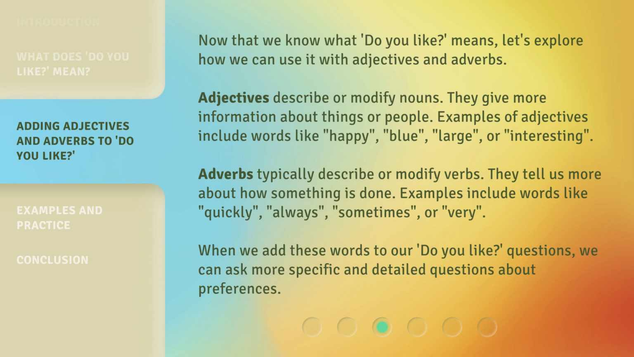Now that we know what "do you like" means, let's explore how we can use it with adjectives and adverbs. Adjectives describe or modify nouns. They give more information about things or people. Examples of adjectives include words like happy, blue, large, or interesting. Adverbs typically describe or modify verbs. They tell us more about how something is done. Examples include words like quickly, always, sometimes, or very.